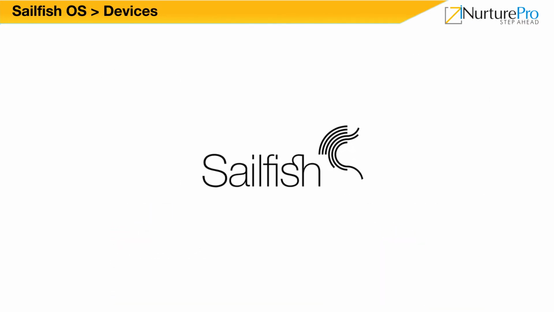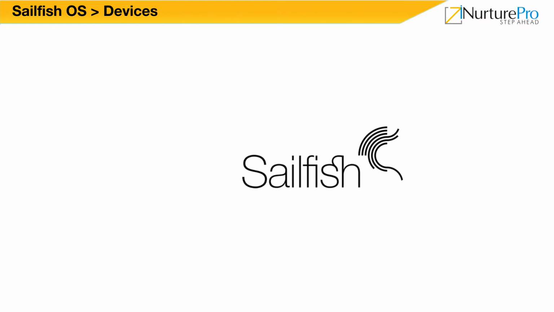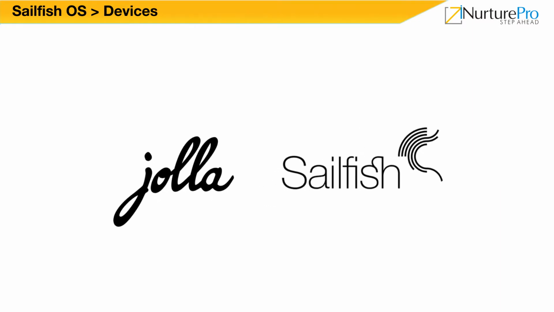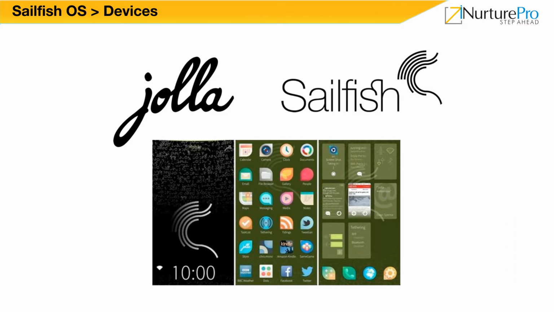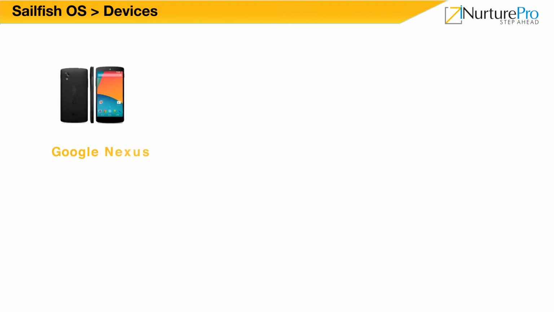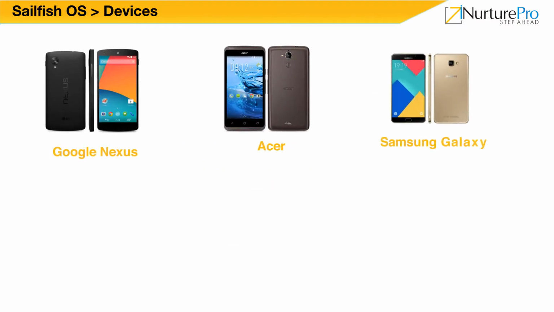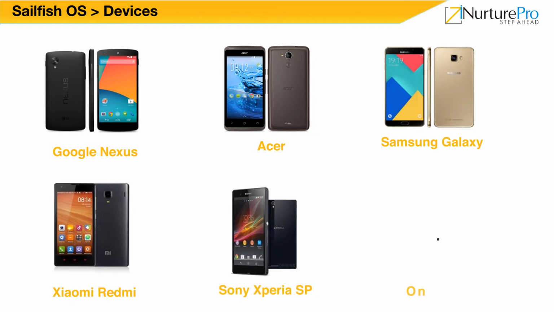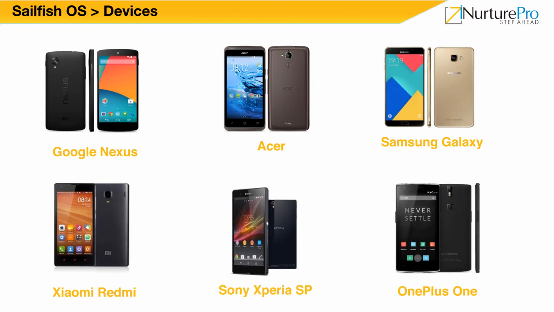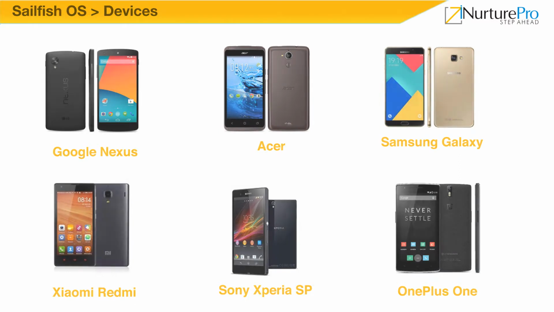Sailfish OS is developed by the Finnish mobile company Jolla Limited. Sailfish OS is fast to use and provides swipe gestures and easy navigational features. It also enables multitasking. It provides the best user experience, offers regular software updates, and involves minimal complex designs. Google Nexus, Acer, Samsung Galaxy, Xiaomi, Redmi, Sony Xperia SP, OnePlus One are some devices which use Sailfish OS.